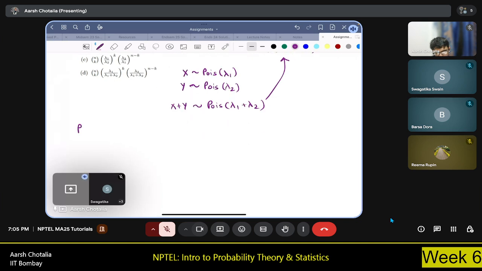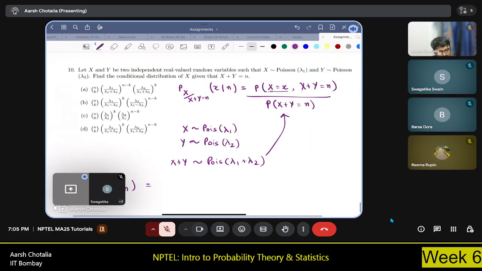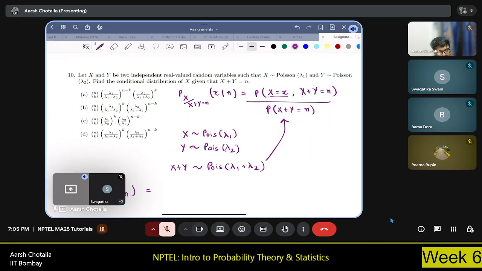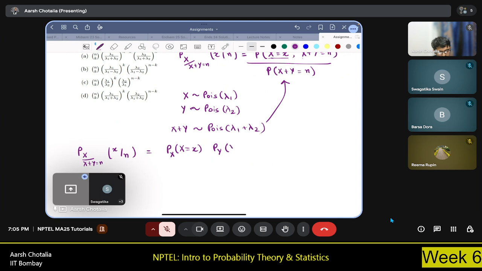So now the probability of x given x plus y is equal to n, x given n, is the probability that, again, if x is equal to x, that means that y has to be n minus x, right? So let me first write it that way. Probability that x is equal to x, and probability that y is equal to n minus x, divided by the probability that x plus y is equal to n.